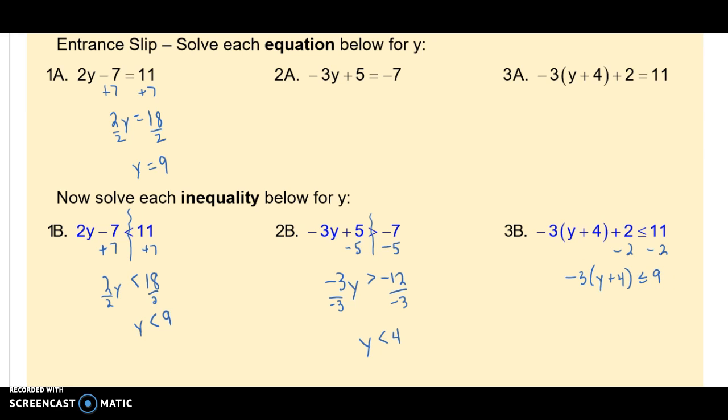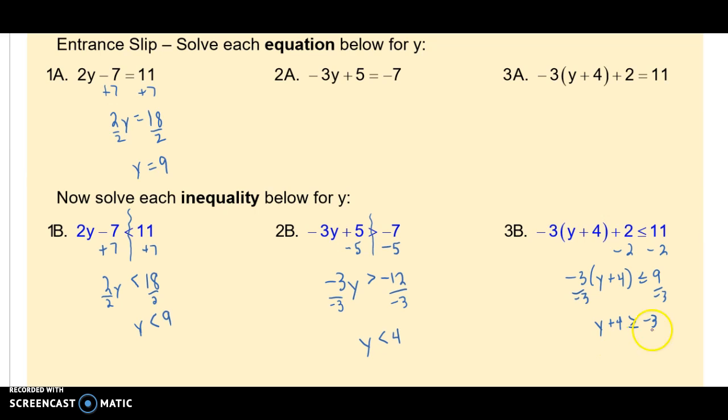Giving us negative 3 times the quantity y plus 4 is less than or equal to 9. Then at that point, I'm going to divide both sides by negative 3. And I'll have y plus 4. And again, because I'm dividing by a negative number, the inequality has to switch around. So instead of less than or equal to, it's now greater than or equal to negative 3.